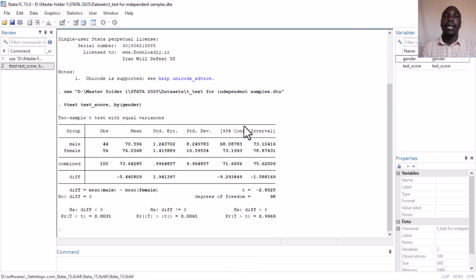Next, we shall look at the paired t-test, which is used to analyze a pair of related data.